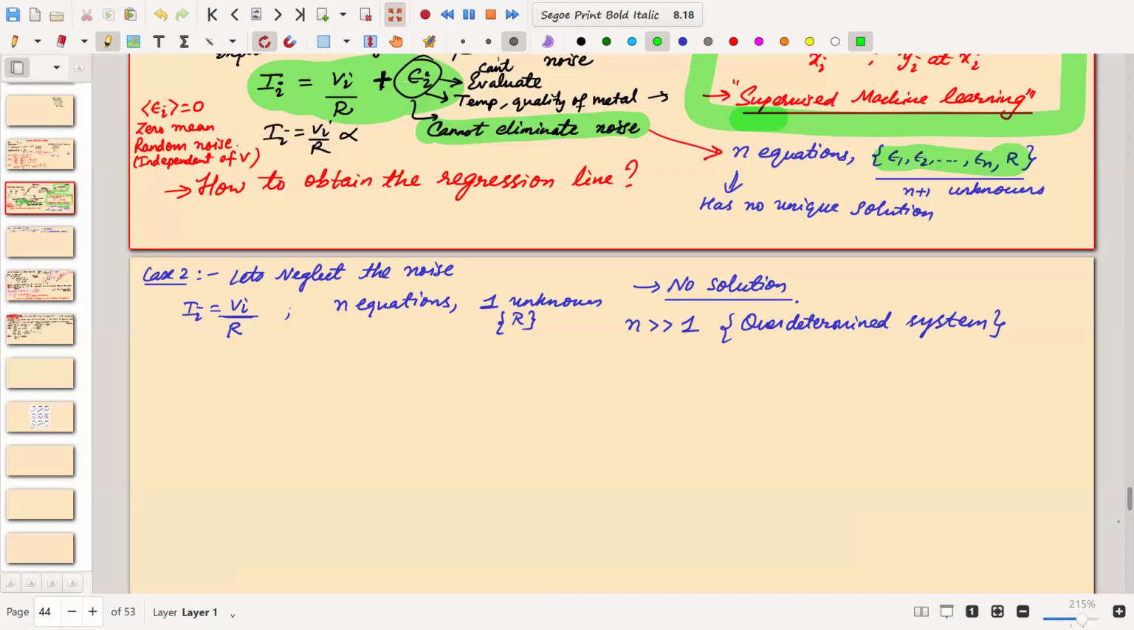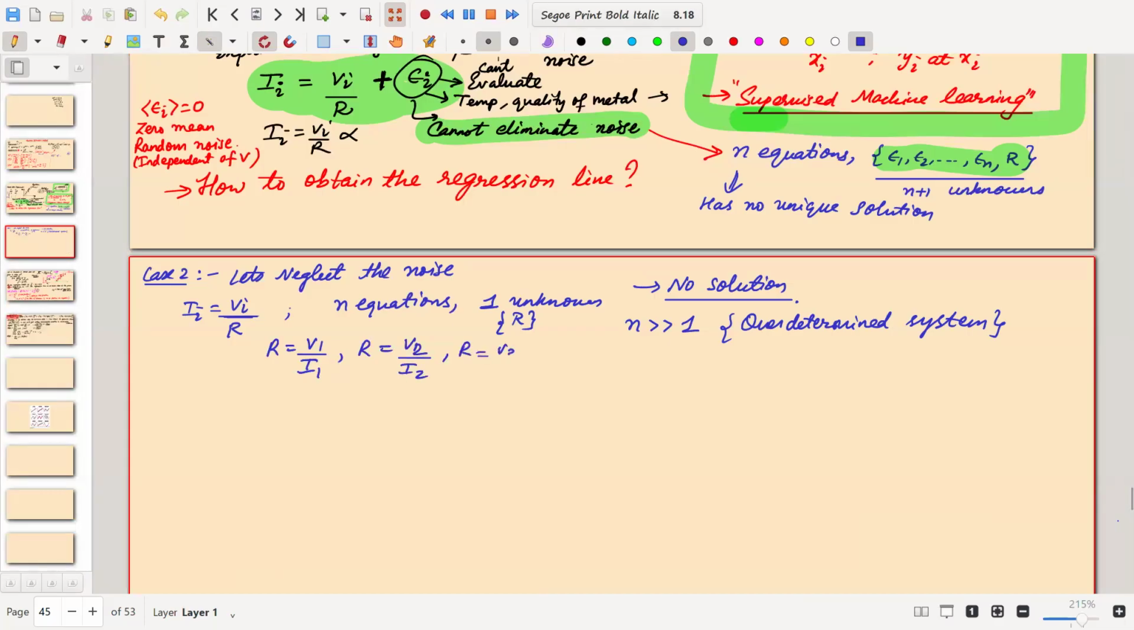You understood this, no? You can get R equal to V1 by I1. Another R you will get as V2 by I2. Another value of R you will get as V3 by I3. There is not a single value of R, and you are saying that there is a single R which satisfies all of this. It is not possible, it is over-determined. So it will not have a unique solution. It won't have a solution.